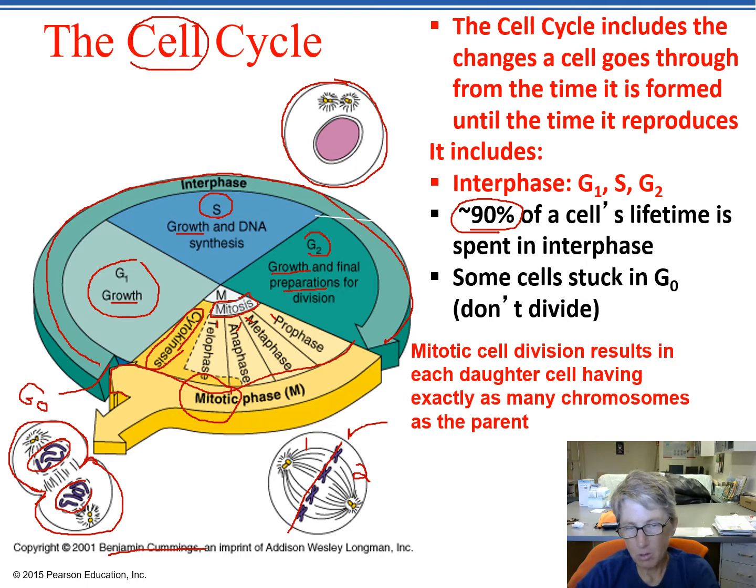Mitotic cell division, this is another way to look at it. Mitotic cell division is the same thing as mitosis, and results in each daughter, the daughters are over here, having exactly as many chromosomes as the parent. It doesn't show, but this would be a parent cell with all the chromosomes in there. After you duplicate them, each daughter cell would have, in this cartoon, 1, 2, 3, 4. That doesn't show up very well in the cartoon. But anyway, each daughter cell should have 4 chromosomes, because that's how many the parent had.